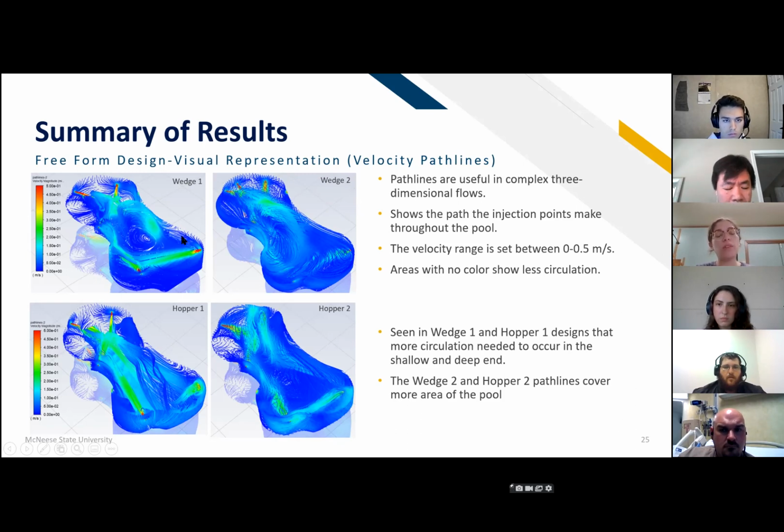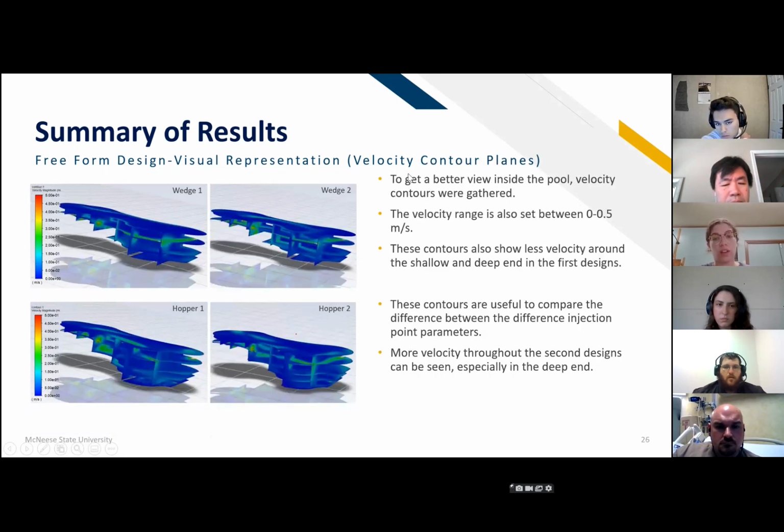So between all the velocity path lines for each design here, I would say that the wedge 2 is the best, but as Steven said, you can't make that conclusion just based on one visual representation, which is why I also gathered the visual representations for the velocity contour planes to get a better view inside of the pool. The velocity range was also set between 0 and 0.5 meters per second for these contour planes.